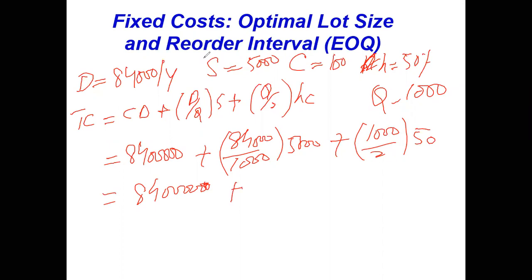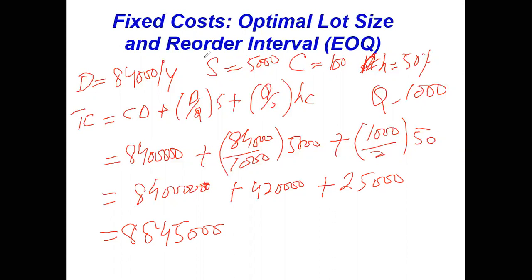We get 84,000, that is for like 20,000. And then we have simply 25,000 here. So now we add up and we get 8.845 million.